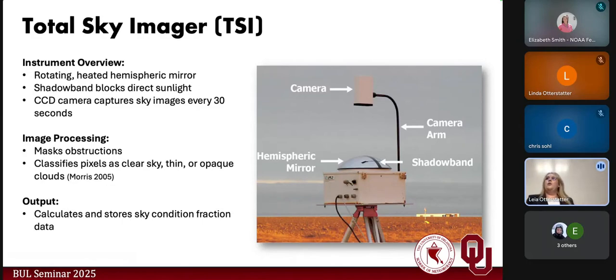And essentially what it does is once it captures that, it masks any obstructions from the camera arm, and classifies each pixel as either clear sky, thin clouds, or opaque clouds. And then it gives you that ratio or percentage of the sky cover that you're looking at. And the output, which is what I use for my research, calculates and stores the sky condition fraction data, and then from there I'm able to choose what percentage I want to look at and examine.